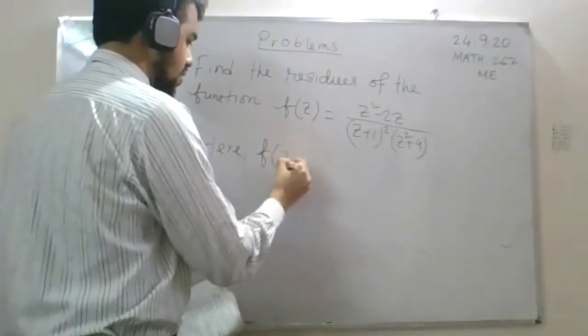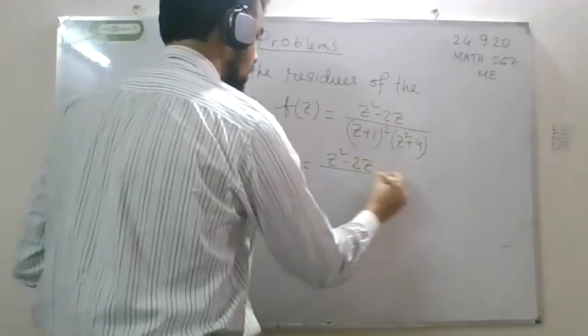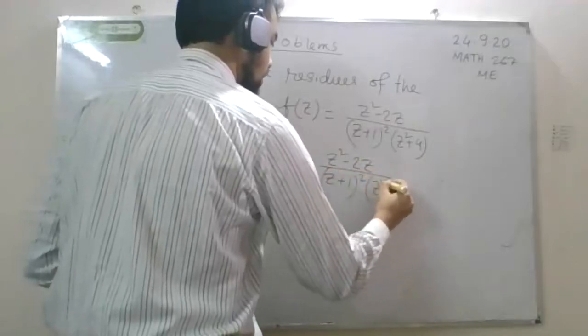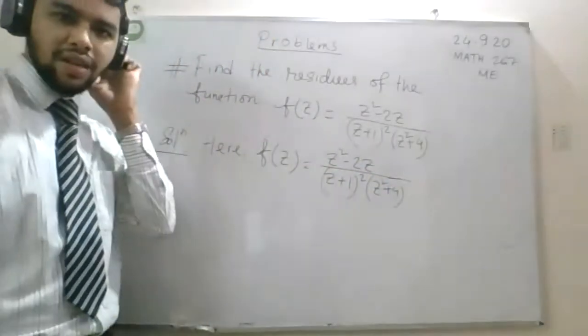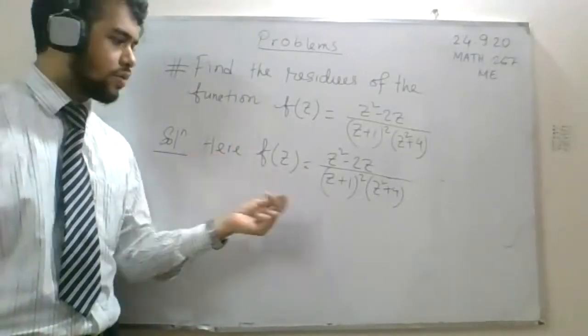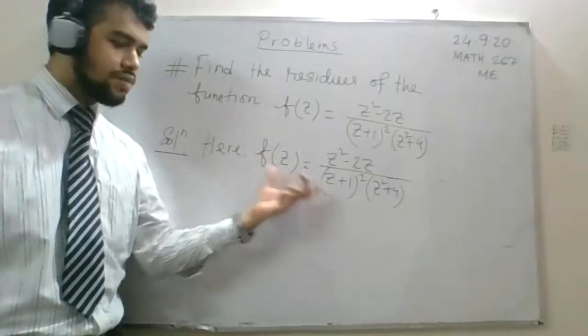Here, our complex function is f(z) = (z² − 2z) / ((z + 1)² (z² + 4)). At first you have to find out the pole of order m, so you have to find out the singularities of this function.